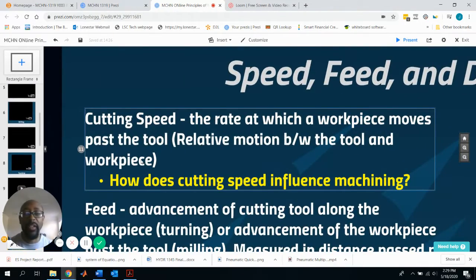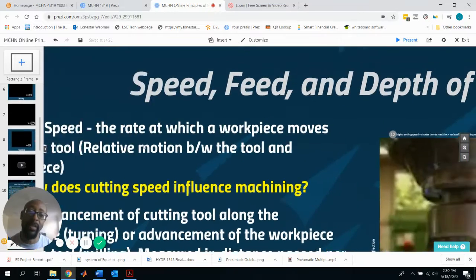If you're talking about the cutting speed, that's the rate at which a workpiece moves past a tool. So if you think back to the drilling process, the cutting speed will be how fast that cutting tool is spinning. Whereas if you look at turning, the cutting speed will actually be how fast the workpiece is spinning. In milling, same thing, how fast the work tool is spinning. Now, how does the cutting speed influence your machining process?